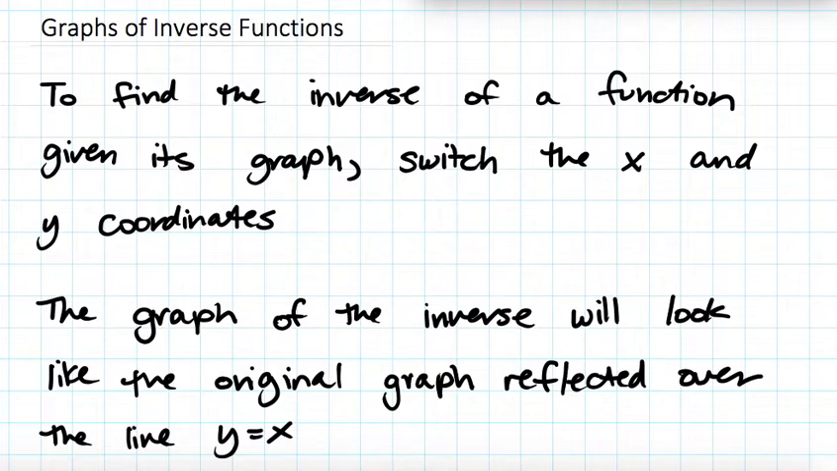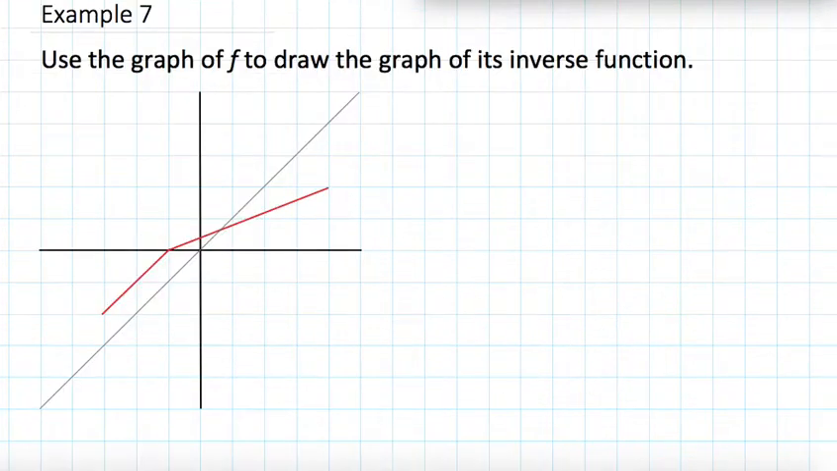So we're going to look at example 7. It says use the graph of f to draw the graph of its inverse function. So looking at this, what I'm going to do is I'm going to look at the points and use that to draw the inverse. This diagonal line here is the line y equals x. So it should look like it's reflected over that line.